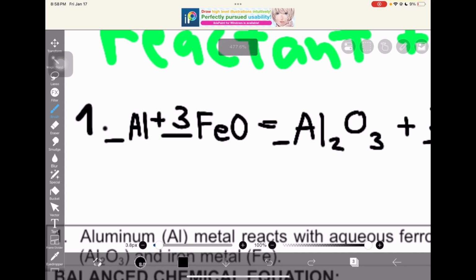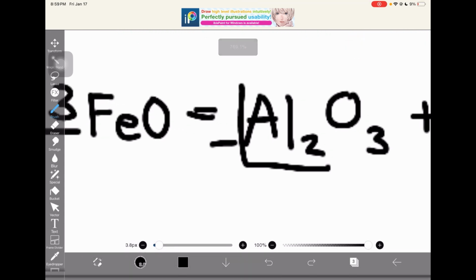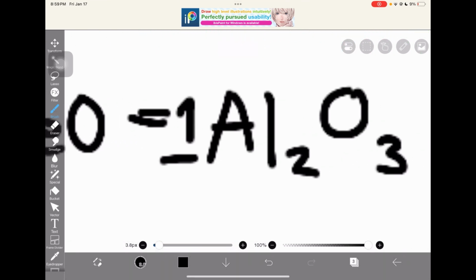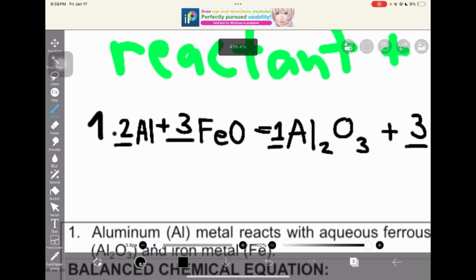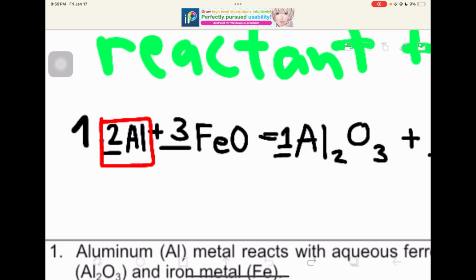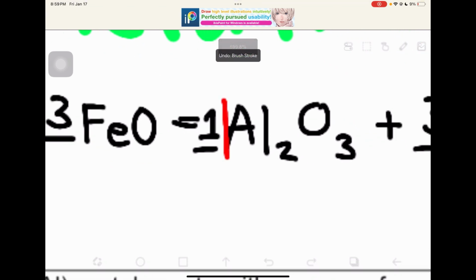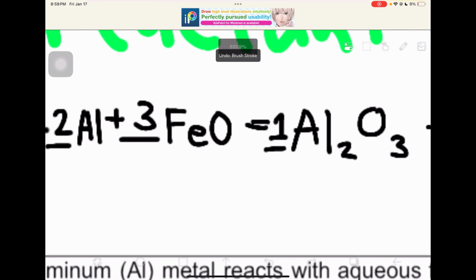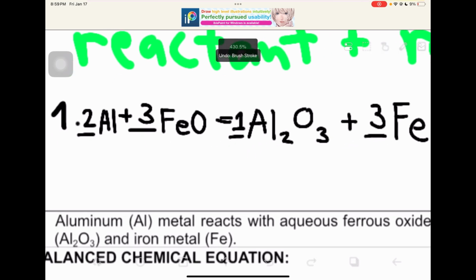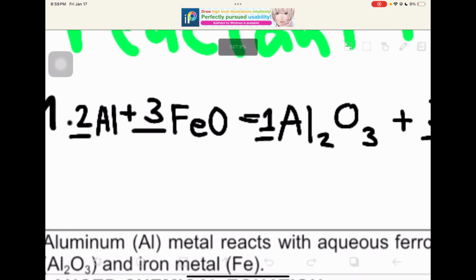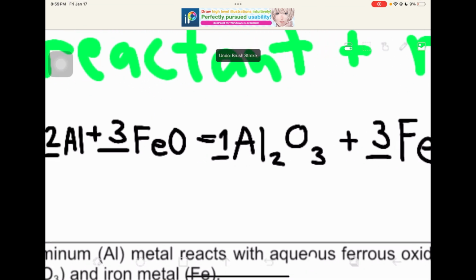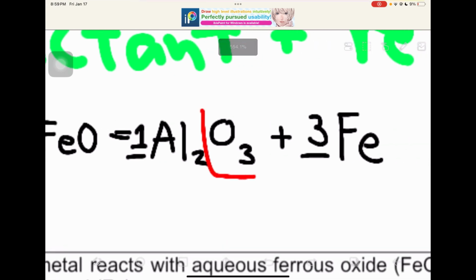Now lastly, we just need to balance the Al. We have 2 Al here, so we have to put 2 Al here as well. Since this is just blank, we put 1. So let's check. 2 Al here, so we have 2 Al over here. Then 2 Al over here. We have 3 Fe over here, another 3 Fe over here. And then we have 3 O over here, and 3 O over here as well.